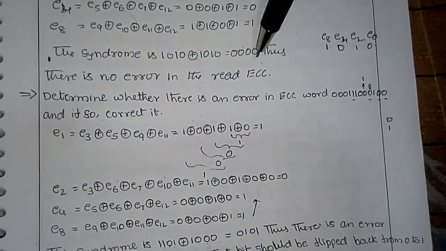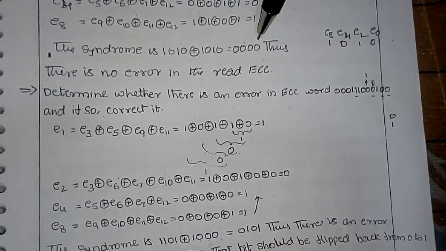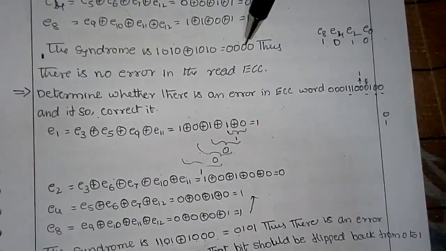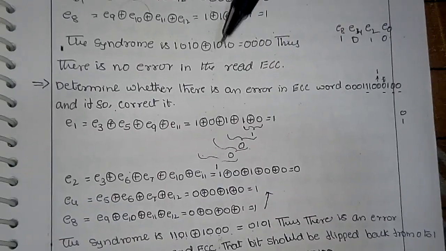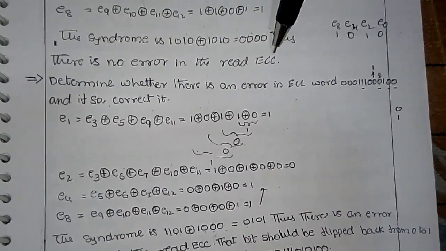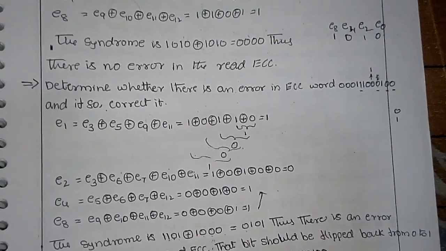If a 1 occurs in this line, that is, if a corresponding 1 is generated, then the ECC contains some error.